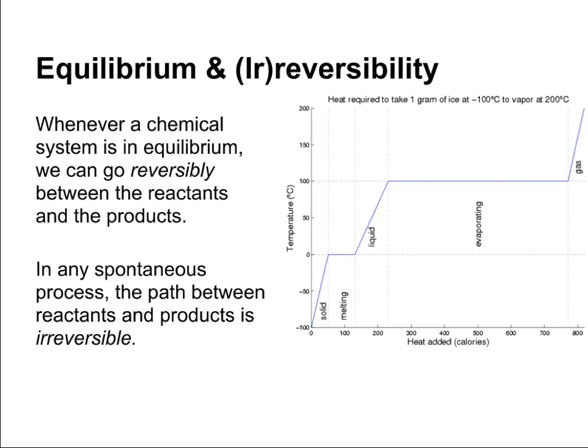So if we look at this diagram here, if we have a temperature above 0 degrees Celsius, ice melting is a spontaneous process and it's irreversible. Or below 0 degrees Celsius, water freezing is a spontaneous process and it's irreversible. But if we're at 0 degrees Celsius, however, water and ice are in equilibrium and we can reversibly convert back and forth between the two.